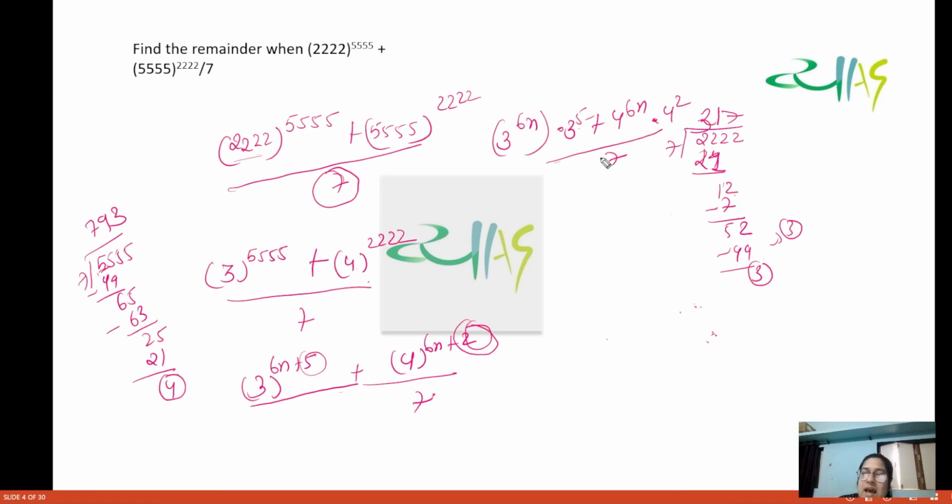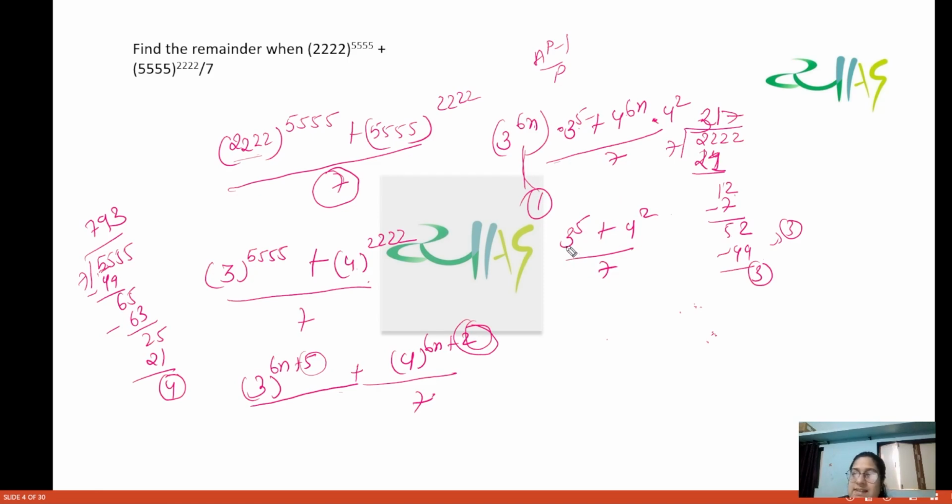All right. Now we have this in the form of a to the power p minus 1 divided by p. So obviously we are getting 1 here. Now you have 3 to the power 5 and 4 square divided by 7.